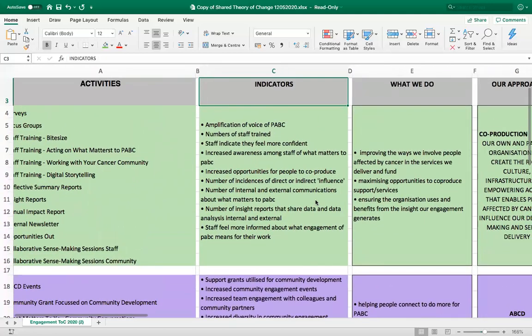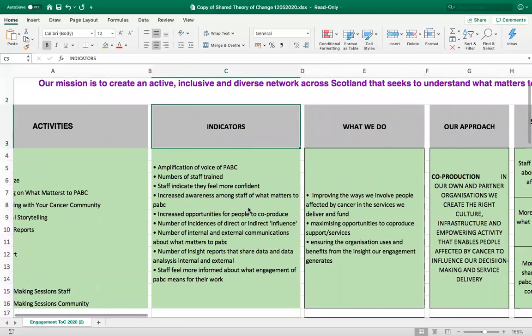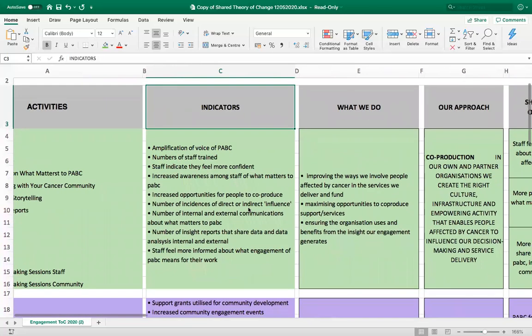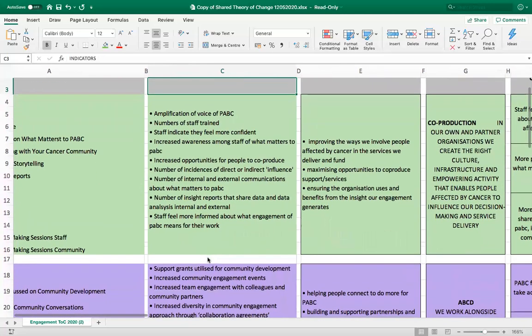Now, something to be wary of in your indicators column, you do actually have a mix of indicators and outcomes. So a few things that you've mentioned aren't measures, they are outcomes. So increased awareness amongst staff of what matters to PABC, increased opportunities for people to co-produce, staff feel more informed about what engagement of PABC means for their work. All of those are actually outcomes.